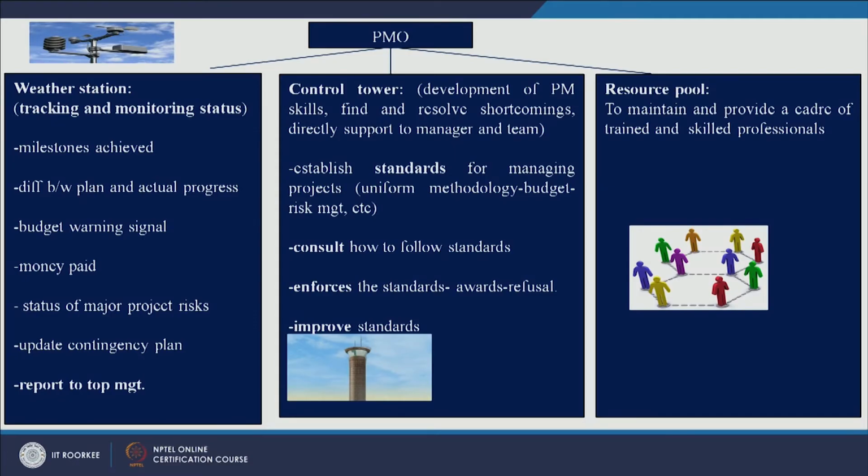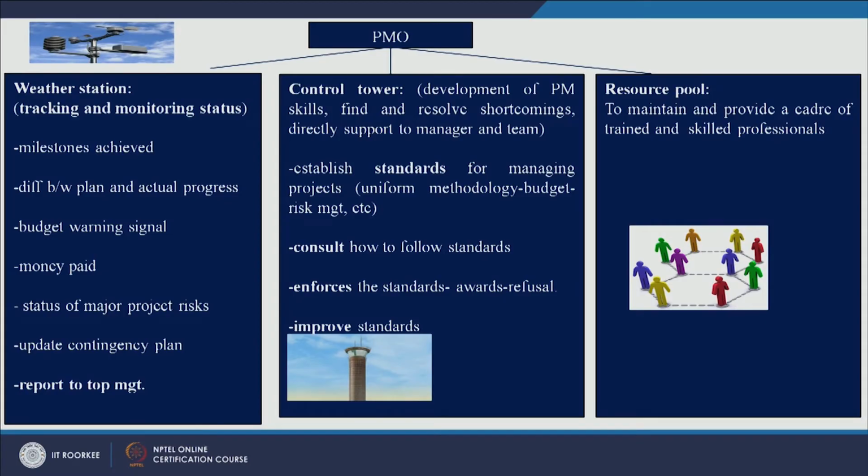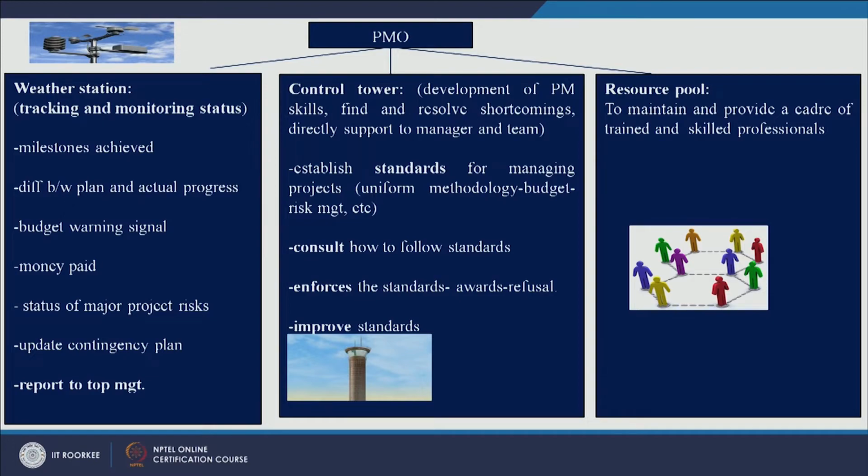Now there are basically 3 types of project management office. First is the weather station type of PMO. Weather station, by the name itself, they would be sensing what is happening in different projects. So they would be tracking and monitoring the status of different projects. That is why they are called the weather station type of project management office. They would be looking at what milestones are achieved in different projects, and a milestone could be, let us say, that a phase of a project is complete. Now, that could be a milestone.